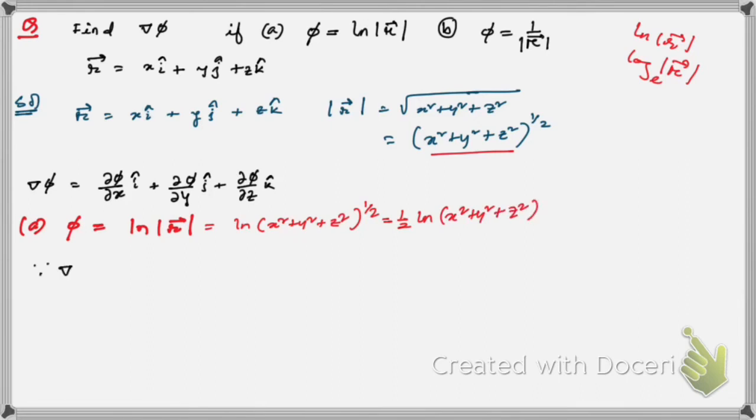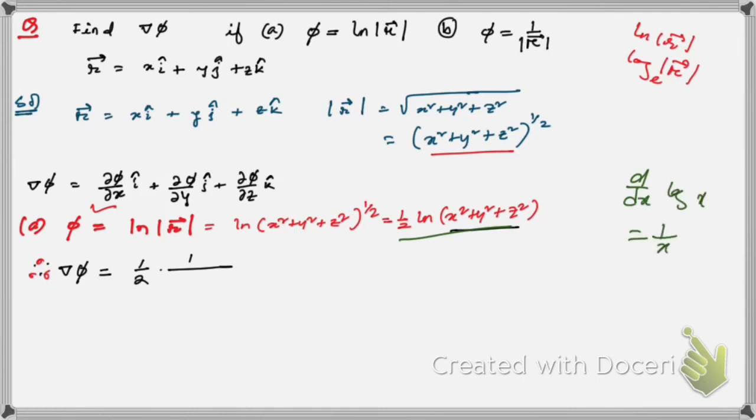So to find grad φ, let us first differentiate this φ with respect to x. If you differentiate this with respect to x, we know d/dx of log x is 1 by x, right? So if you compare this with x, you will get 1 by (x² + y² + z²). Then again, it is not actually x, it is x² + y² + z², so again you have to differentiate x² + y² + z².